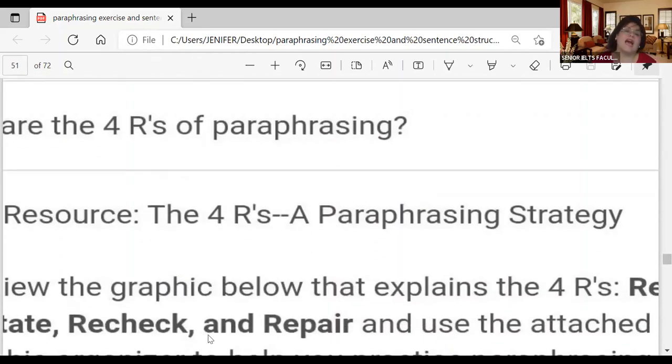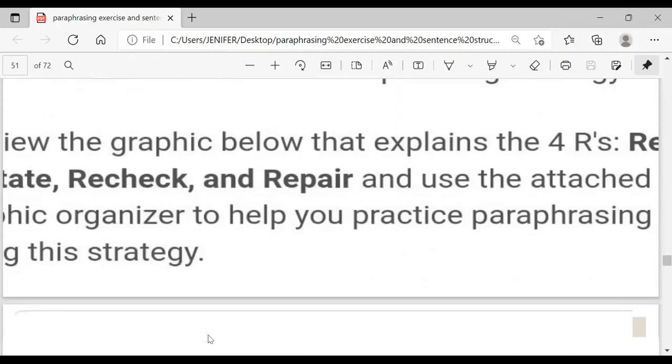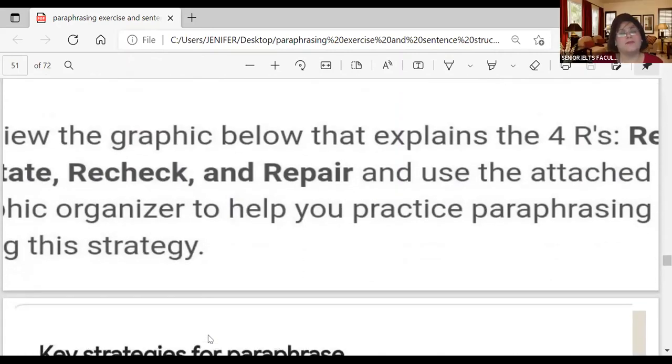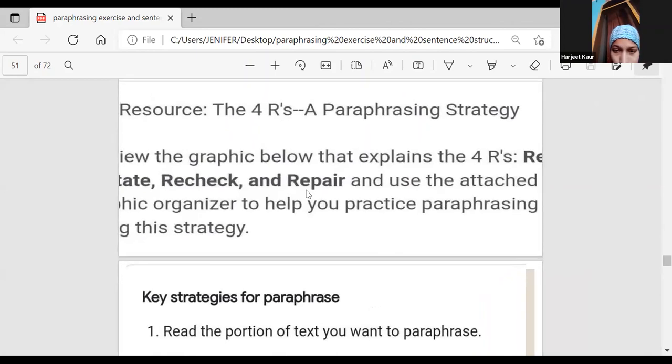Now, there are 4 R's in the paraphrasing. That is the resource. Okay. Who is going to read it for me? One is... Review the graphic below that explains the 4 R's, that is restate, recheck, repair, and one more re. Who is going to tell me?